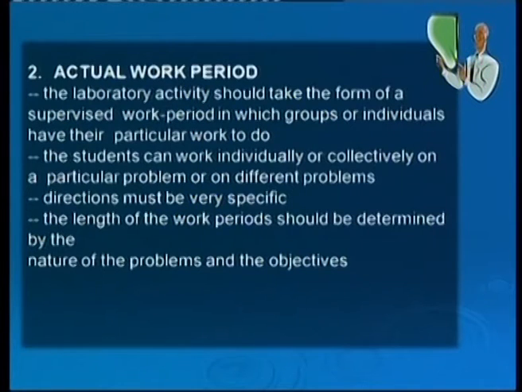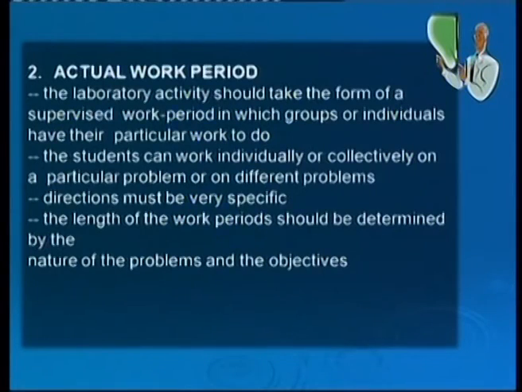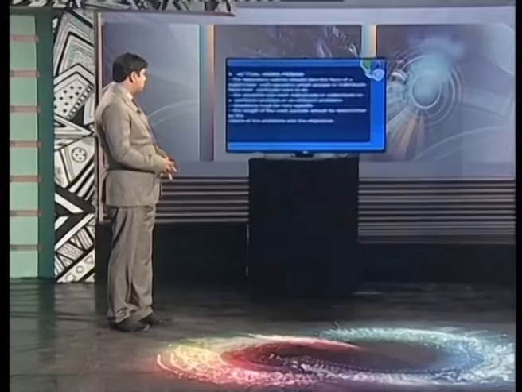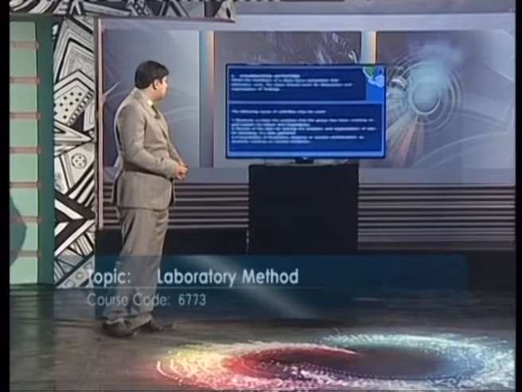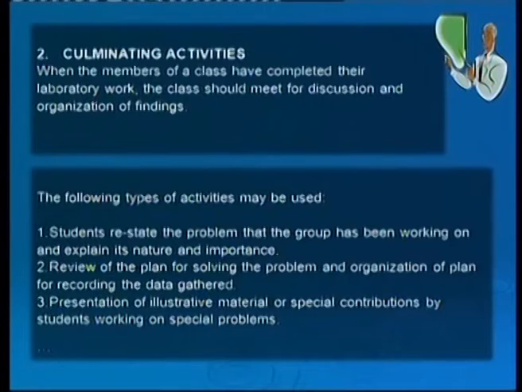And then the second step is the actual work period. The laboratory activity should take the form of a supervised work period in which groups or individuals have their particular work to do. The students can work individually or collectively on a particular problem or on different problems. Directions must be very specific, and the length of the work period should be determined by the nature of the problem and the objectives. And the third one is the culminating activities.